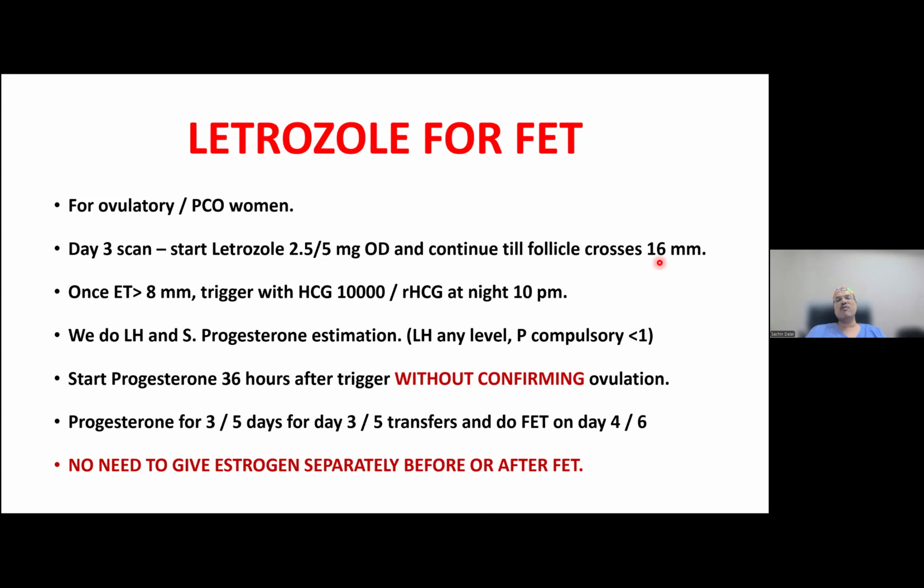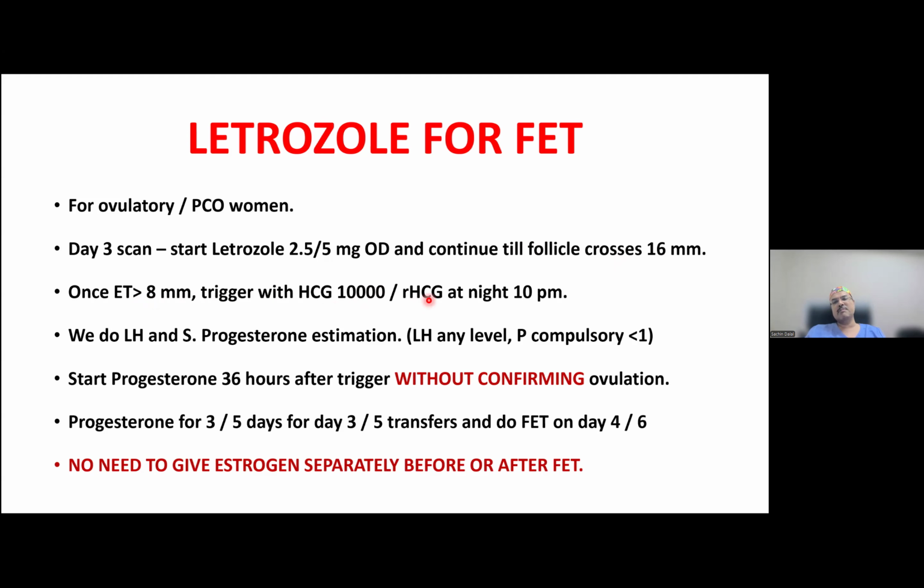In the majority of ovulatory women with regular 28 to 30 day cycles, we need to give it for 5 to 7 days, maximum is 10 days. Only in PCO, we will have to extend it to 15 or 20 days. Once endometrial thickness is more than 8 millimeters, trigger with HCG 10,000 or RUCOG.